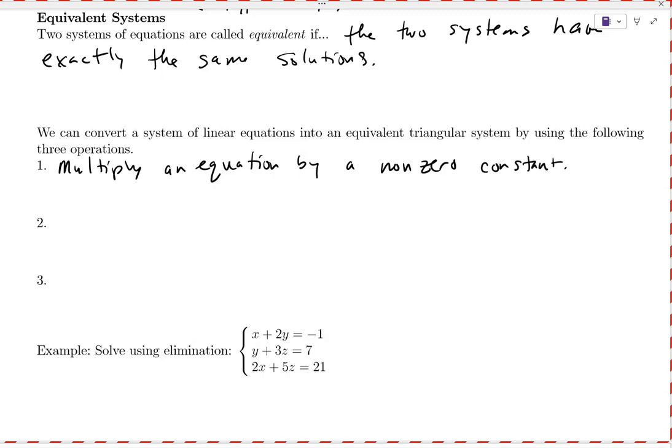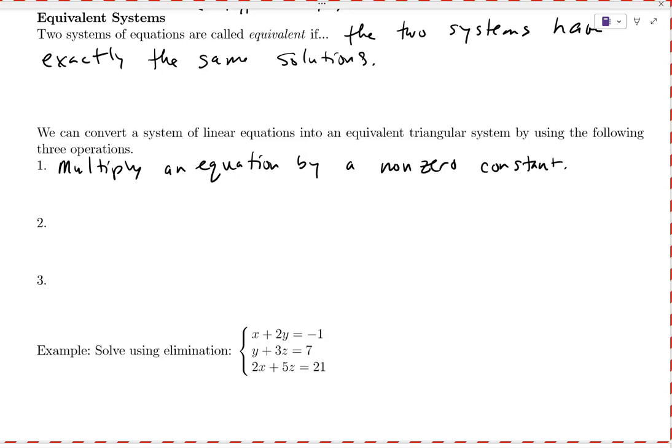Okay? We've seen doing that already. We've done that, right? When we've done elimination, we've multiplied by a non-zero constant on both sides to try to get those coefficients to match up to cancel out. Okay? So this is one of our operations that we can do to try to convert a system of equations into an equivalent triangular one.